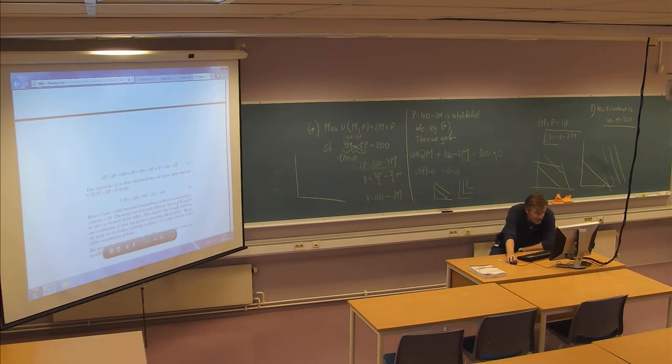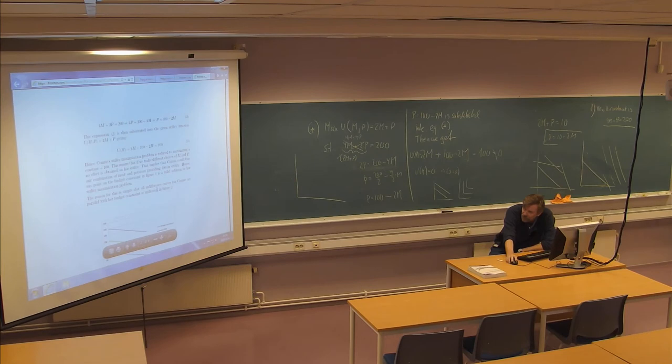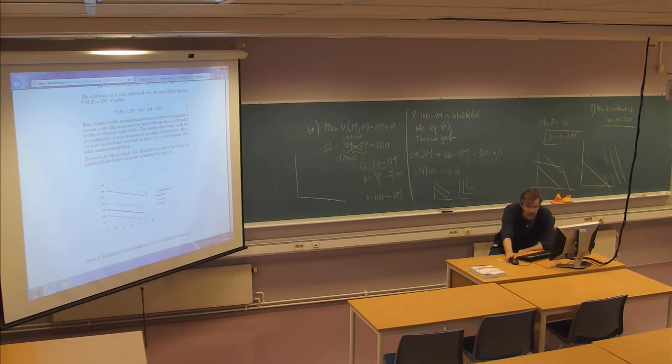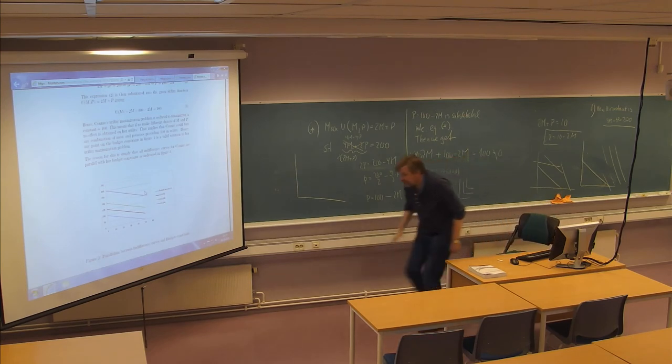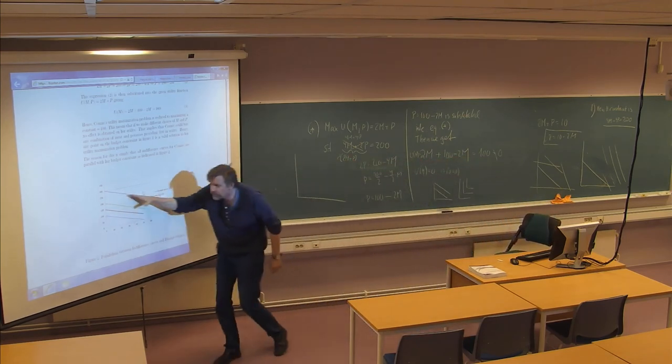Okay, and then of course I make an argument here. The reason for this is simply that all indifference curves for Connie are parallel with her budget constraint, as indicated in figure 2. So here's the budget constraint and here I've drawn some indifference curves. Maybe I should have drawn them on top, but it doesn't really matter because they just always end up hitting this one perfectly.